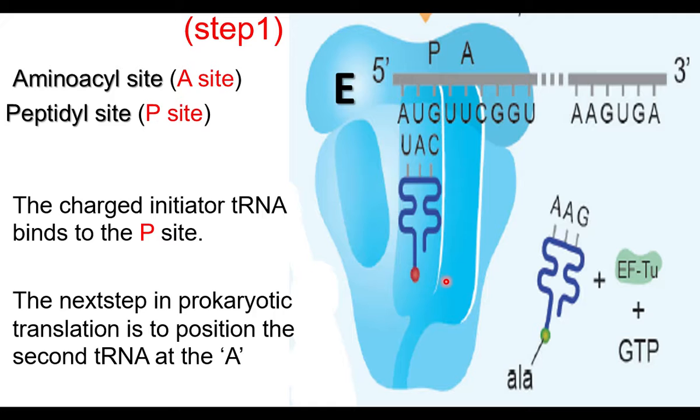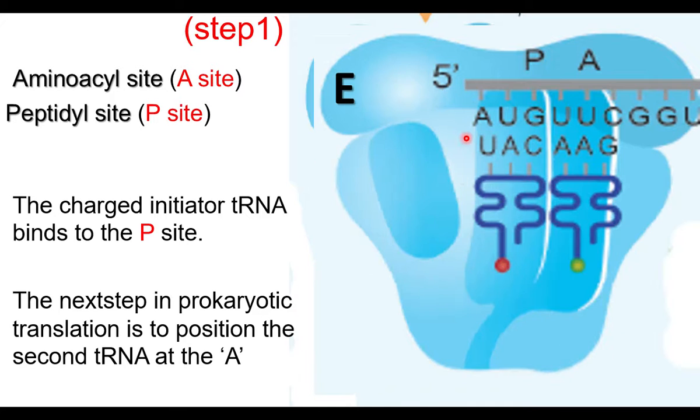Now the polypeptide chain begins to grow, that is elongation. This elongation needs elongation factor Tu and GTP. Elongation factor Tu and the energy GTP help the positioning of the second tRNA to the A site. Now the second tRNA is positioned at the A site. Second tRNA comes to the A site.